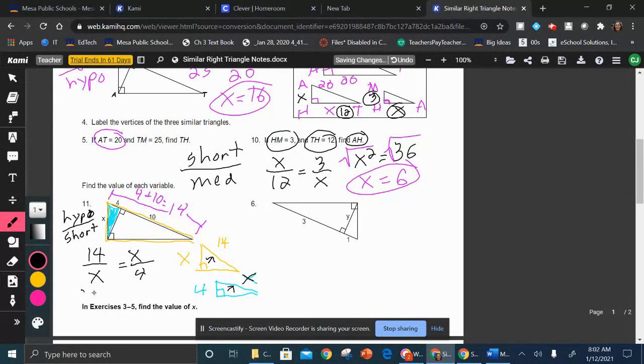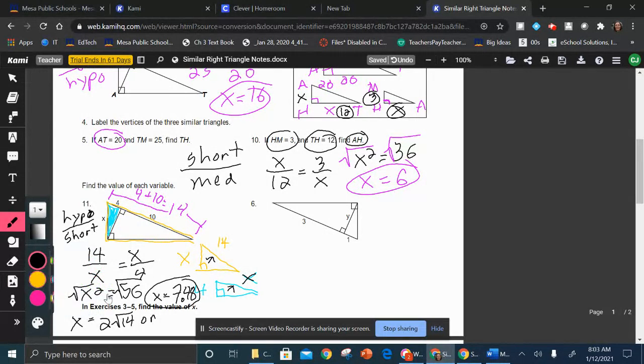Cross multiply and divide, and we get x squared equals 14 times 4, which is 56. Take the square root of each side, and we get x is equal to the square root of 56. We can either do 4 times 14, where the square root of 4 is 2, or we can say x is approximately 4.48.